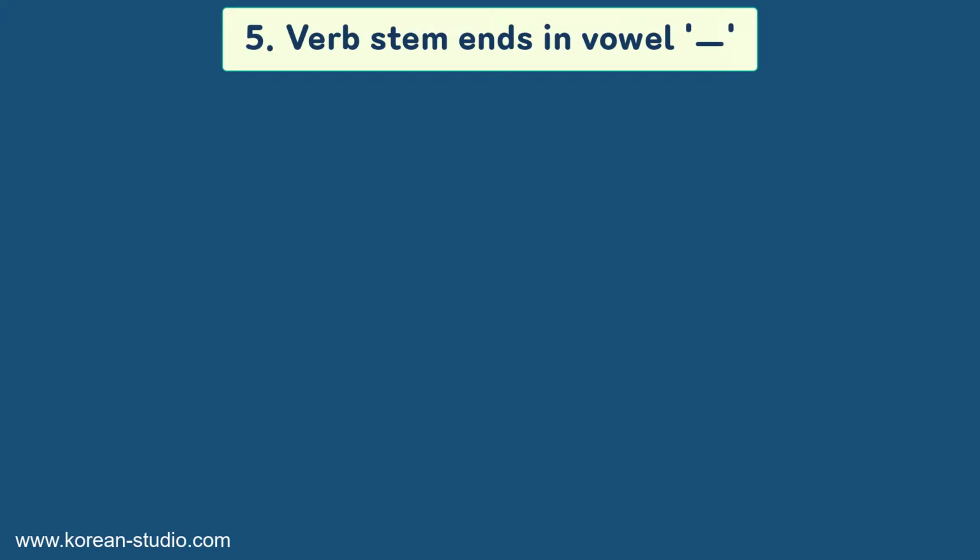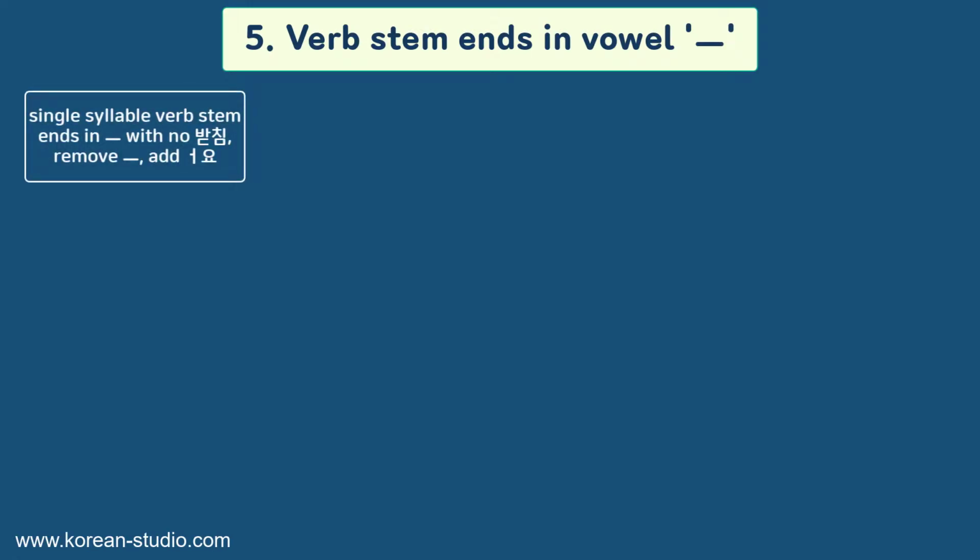Okay, so the final irregular pattern is when the verb stem ends in the vowel 으 with no 받침. Now, if a verb stem ends in the vowel 으 and has only 1 syllable, then we remove the vowel 으 and add 어요. So 쓰다, meaning to use or to be sour, becomes 써요, and 끄다, to turn off, becomes 꺼요. However, if a verb stem has 2 or more syllables and the final syllable ends in the vowel 으, depending on the vowel used in the syllable before the last syllable, we add either 아요 or 어요.